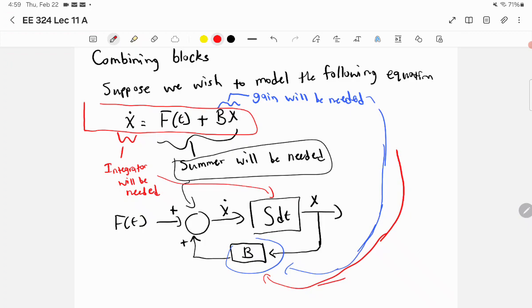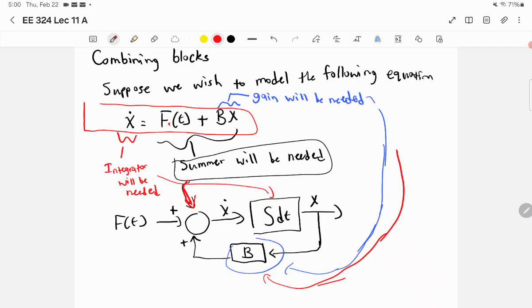So the first thing that we're going to do is we're going to note that x dot has the inputs f and b times x, and they're added together. So we're going to need a summer block. That's what the summer is going to be here. And notice that f of t has no inputs to it, so it's just going to be an input to the summer block. And I need to multiply b times x, which I'm going to need over here.